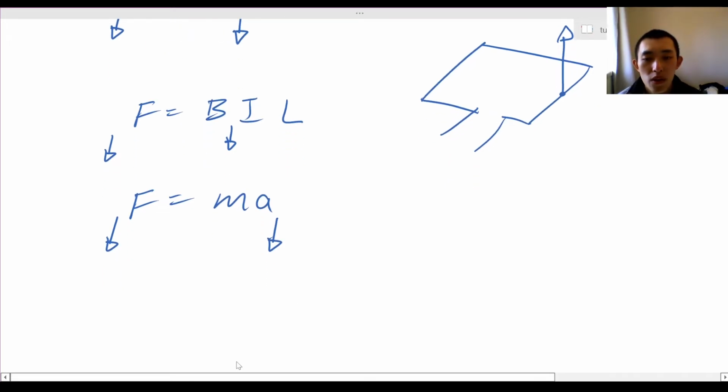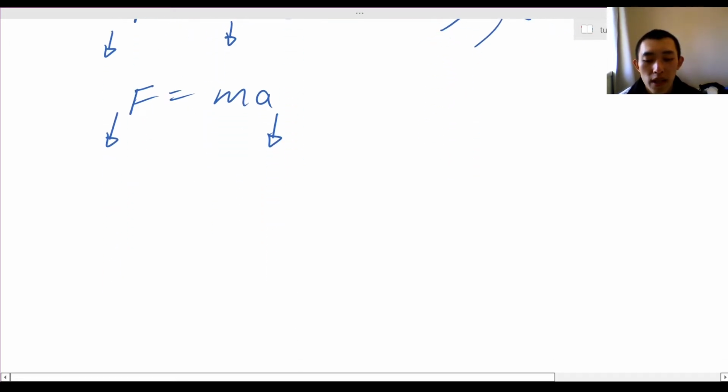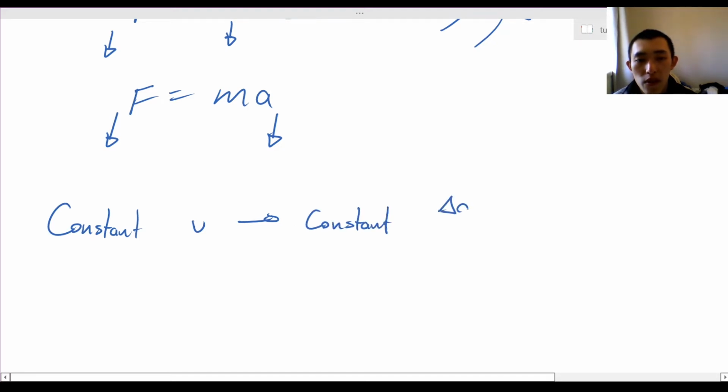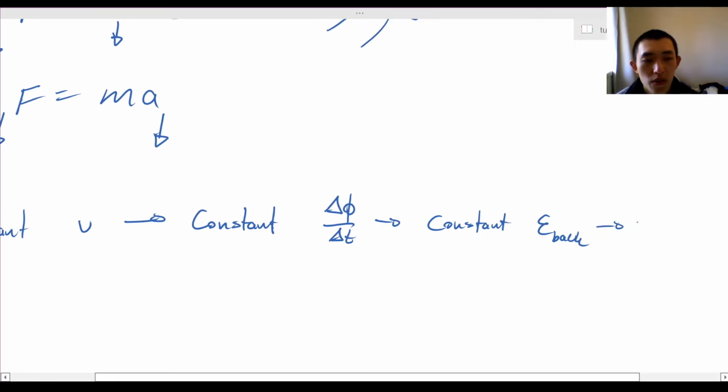So if we use this knowledge, let's try and understand why this creates the shape. We can think about a constant velocity of rotation giving us a constant change in flux over time, which gives us a constant back EMF. And just for the sake of completeness, this gives us a constant V net, of course, by the subtraction.